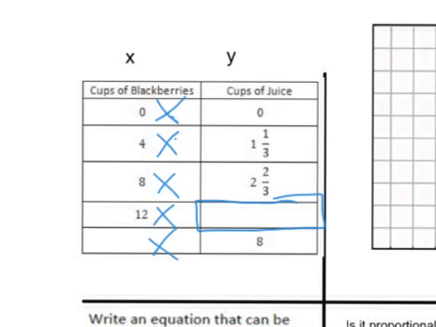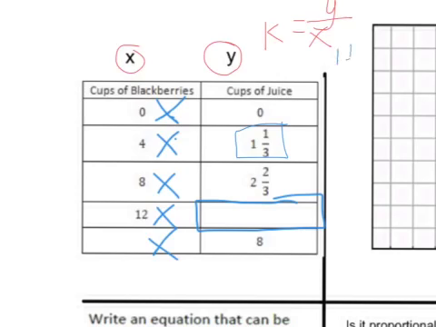my formula. K, the constant of proportionality, equals y over x. So let's plug some things in here. So we've got y of 1 1/3 over x, but that row is 4. And we could put that over 1.